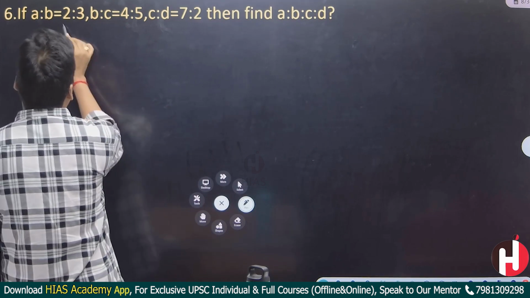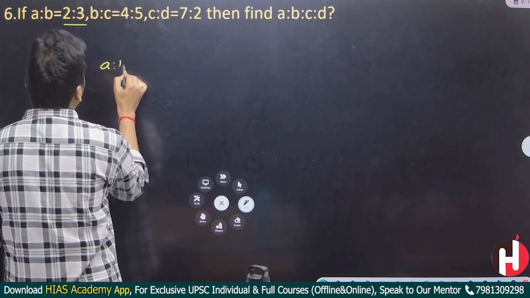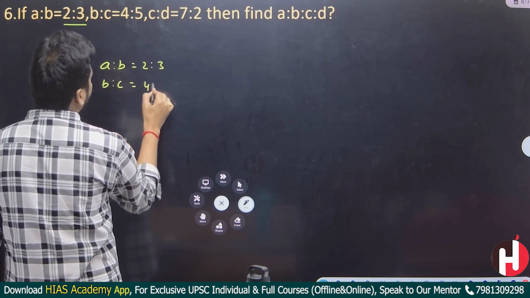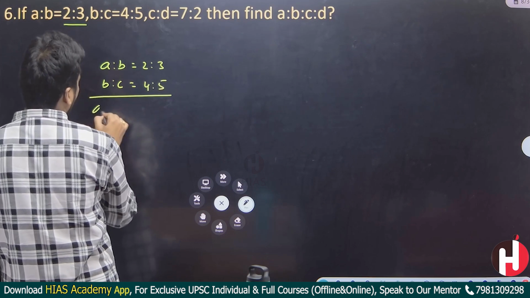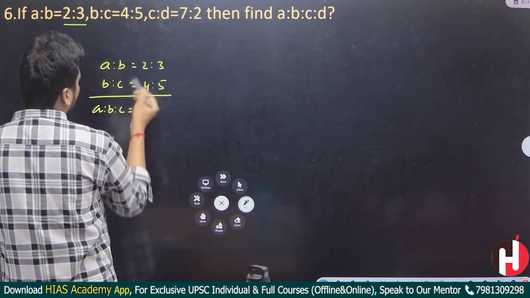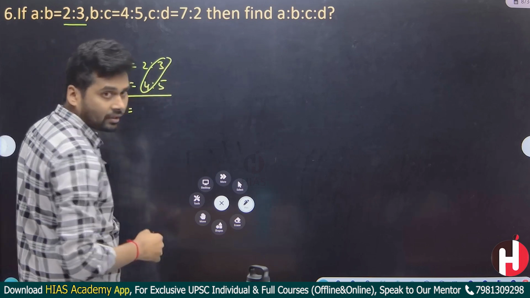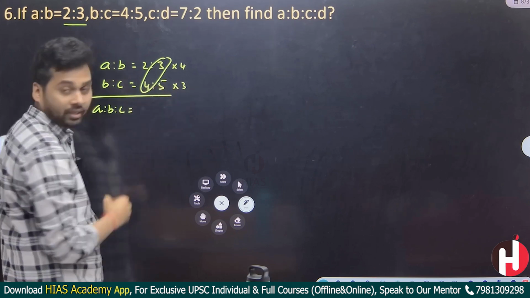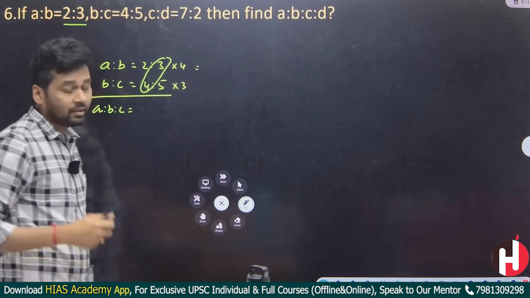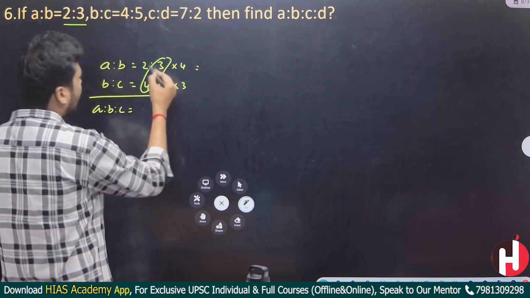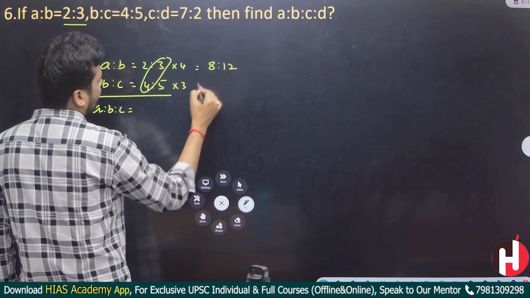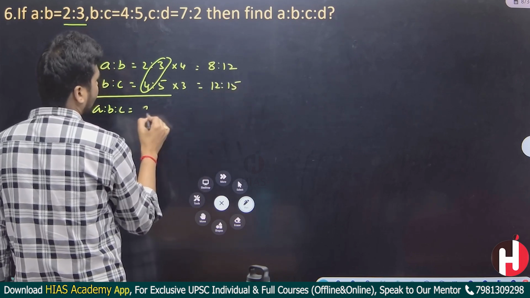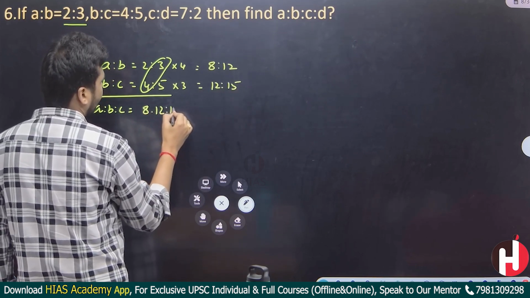See, first the normal method. A is to B is given as 2 is to 3. B is to C is equal to 4 is to 5. From this, first you find A is to B is to C. How do you find that? The B value should be equated. So you multiply this term with 4 and this term with 3. First I am telling you the normal, general method. 4 2s are 8, 4 3s are 12 and 3 4s are 12, 3 5s are 15. So A is to B is to C is 8 is to 12 is to 15.